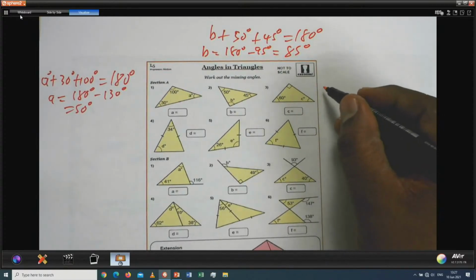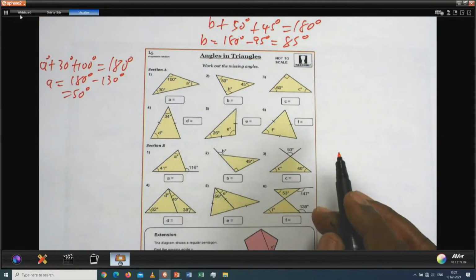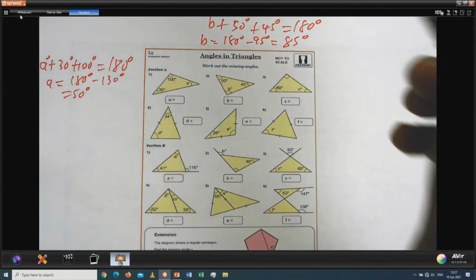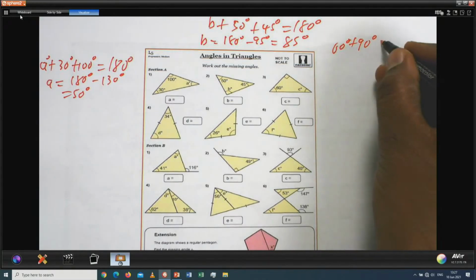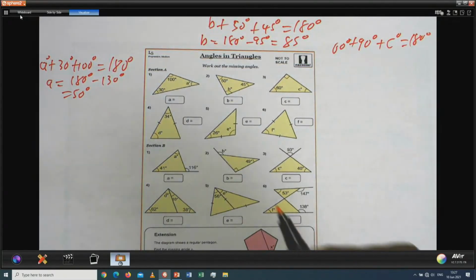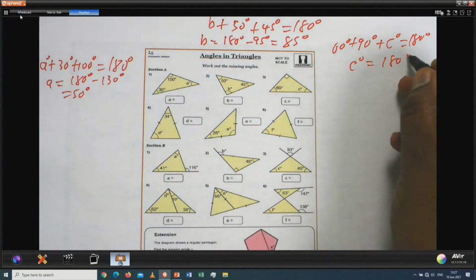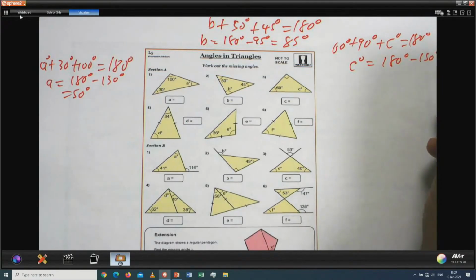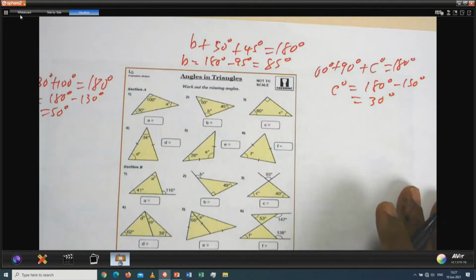Can you try this one? Yes. What do you see? A right-angled triangle. But what do you know about the triangle? All angles, when they are added up, will give you 180 degrees. That's what is important. The properties are assisting us. Therefore, C degrees is equal to 180 minus 150, which is equal to 30 degrees.